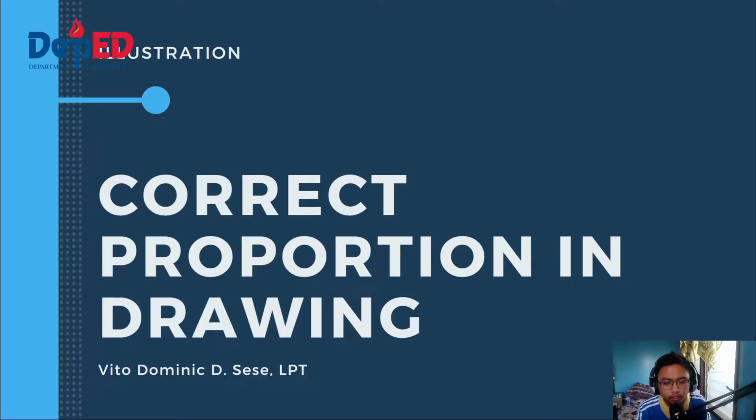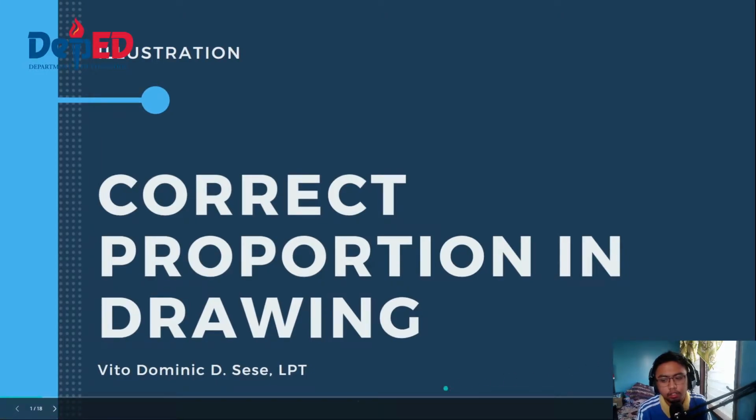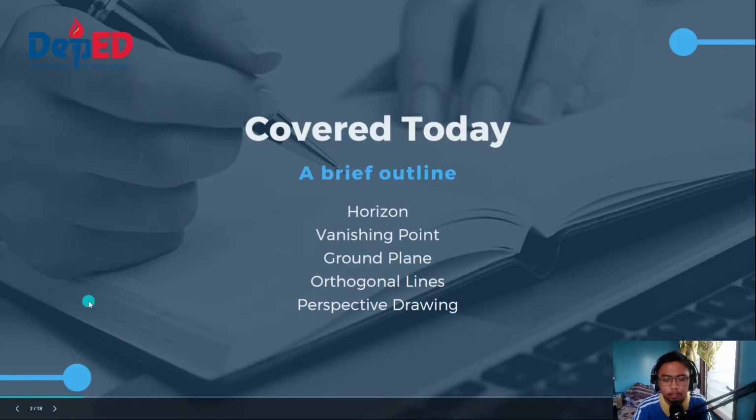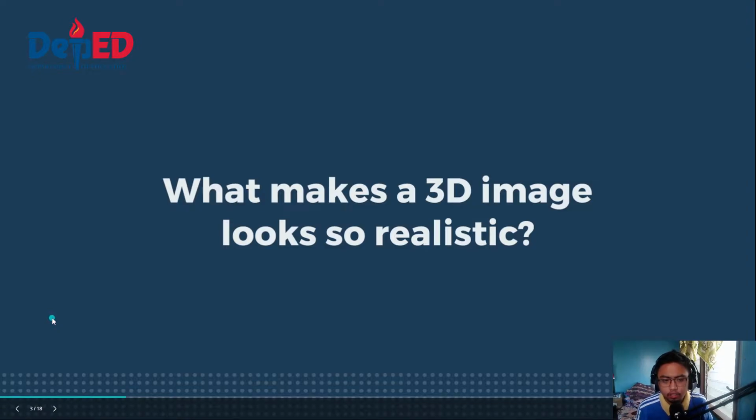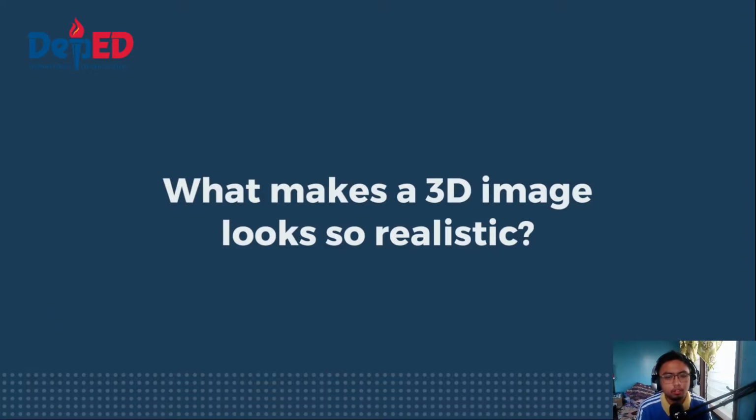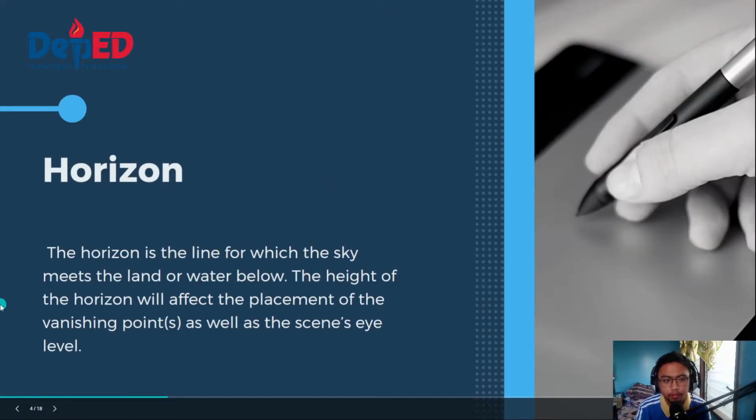So for today, we're going to discuss correct proportions in drawing. This is a continuation of our lesson last time. Today, we're going to talk about horizon, vanishing point, ground plane, orthogonal lines, and perspective drawing. So first question is, what makes a 3D image look so realistic? You may pause this video and write your answer in the comment section down below.